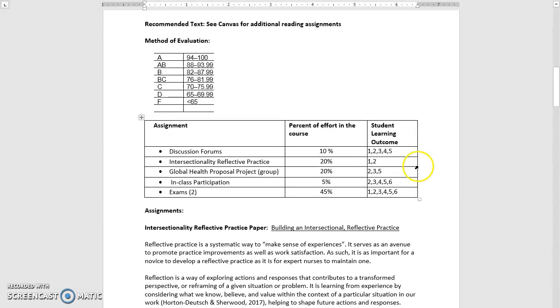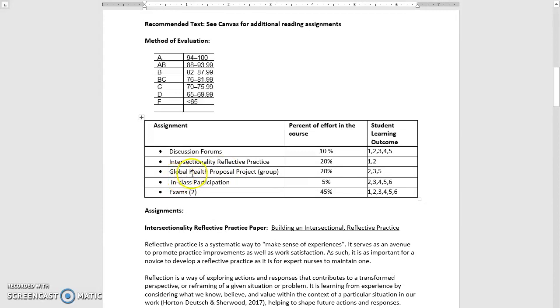So here's how you're going to be graded in the course. As I mentioned, we have discussion forums. I've tied them to the different student learning outcomes in the course to give you an idea of what we're all going to cover and why you are actually having these discussion forums. The next thing that you will have is an intersectionality reflective practice paper, and I'll show you the rubric for that and we'll talk about it a little bit more.